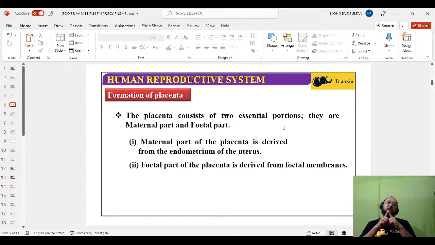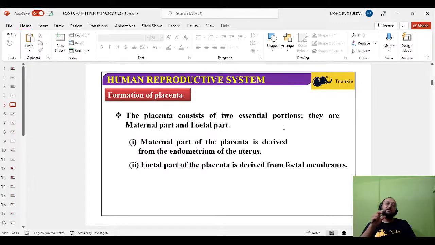One is the maternal part and another is the fetal part, that means the part from the growing and developing fetus. Maternal part means the placenta derived from the endometrium. Yes, this is the important point. The endometrium is the uterine wall, where the placenta is formed, where the growing embryo and the fetus is implanted.